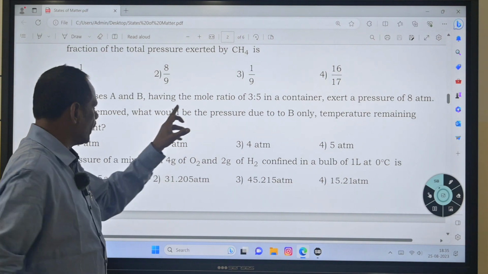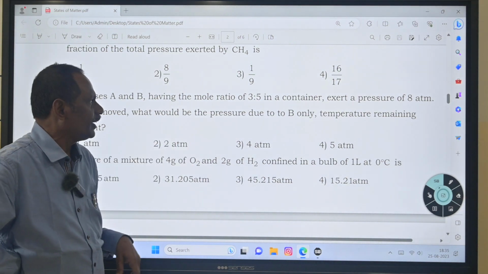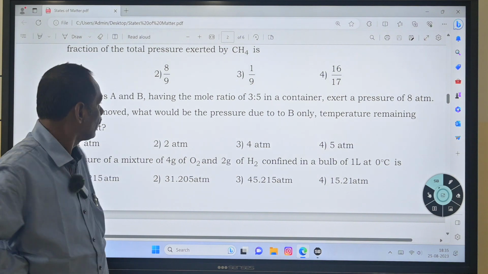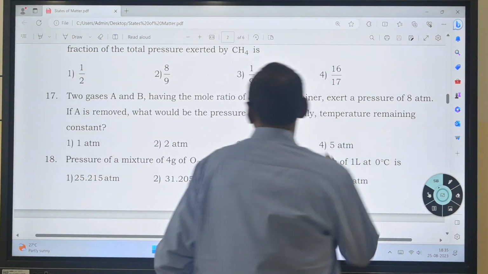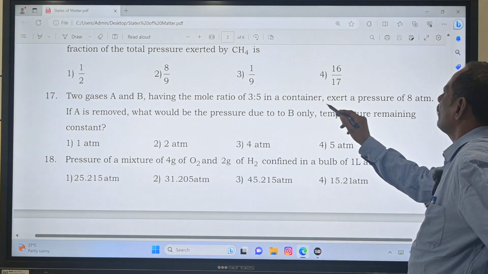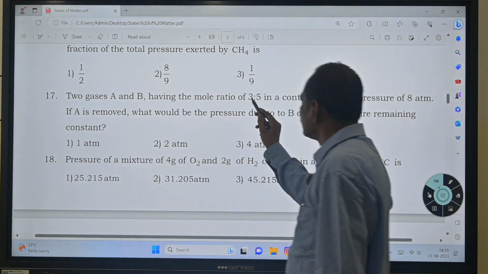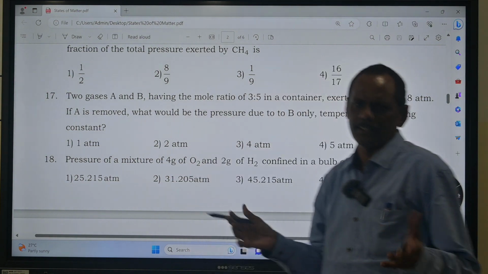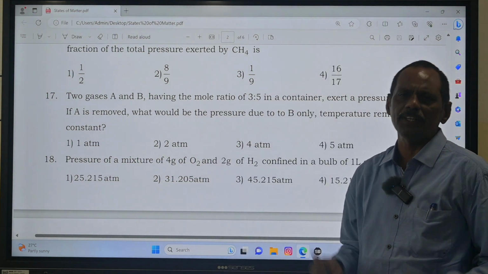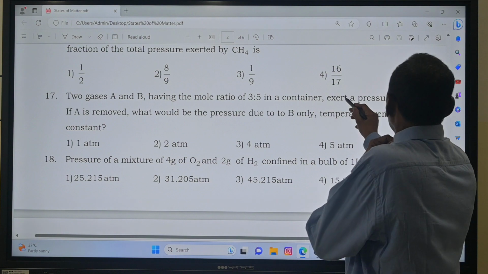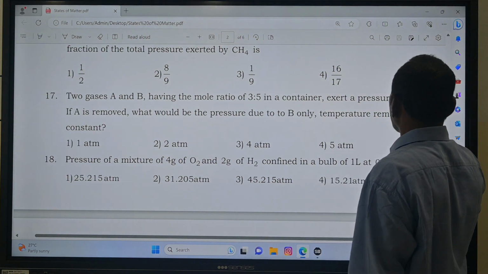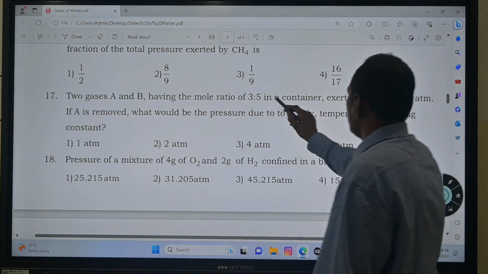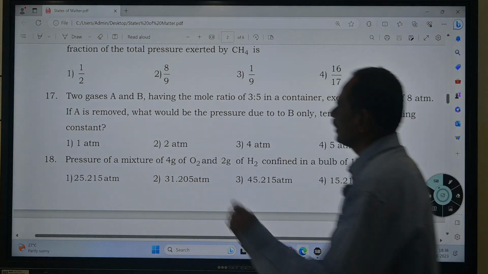Two gases A and B are in the mole ratio of 3:5 in a container. Here the mole ratio is given. That means 3 moles of A and 5 moles of B are present in the mixture. That is the meaning of the 3:5 molar ratio. And they exert a pressure of 8 atmospheres. That means the total pressure of the gas mixture of A and B is 8.